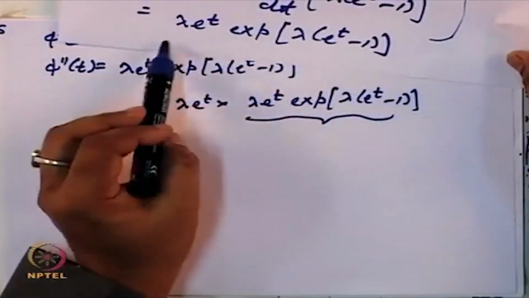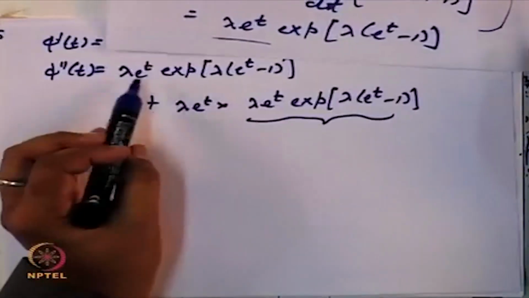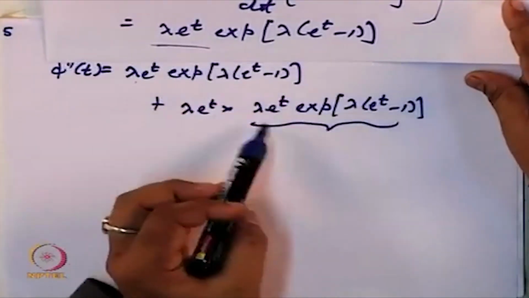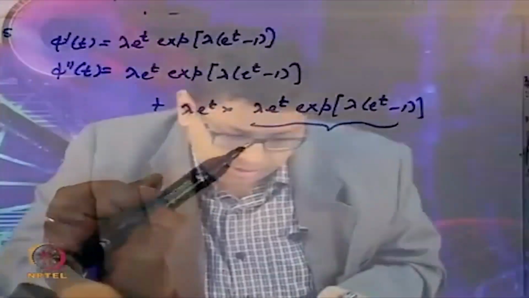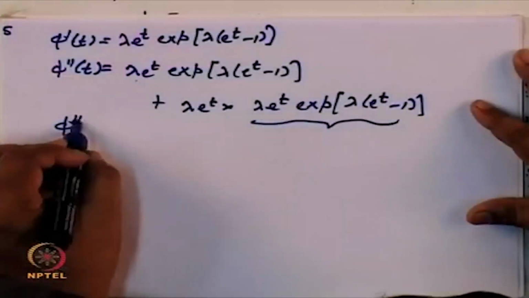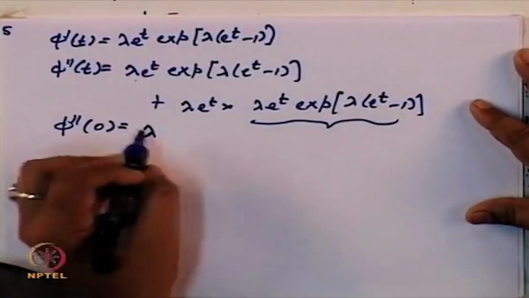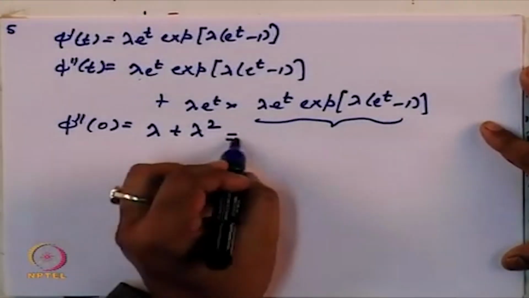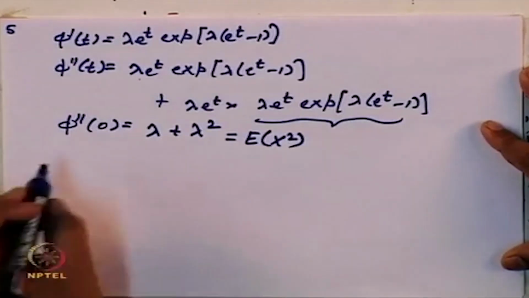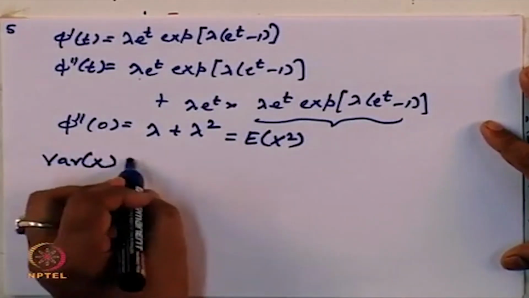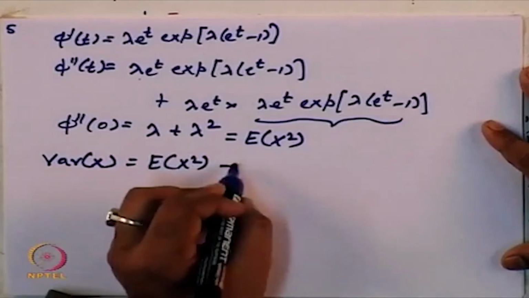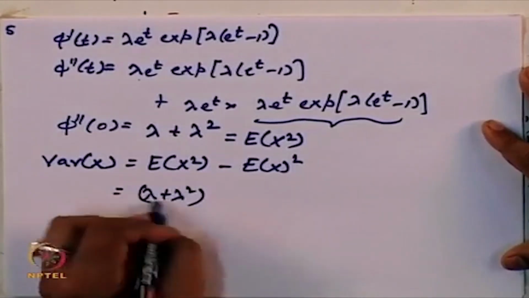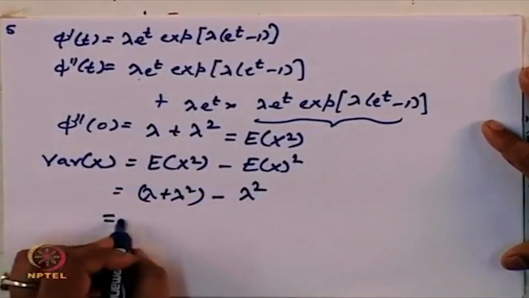Okay. So, the first part remains as is, that is why we have lambda e to the power t into this, and then lambda e to the power t, and the derivative of this component will give you this result. So, phi double prime of 0 then becomes lambda plus lambda square. So, this is nothing but E of x square. Variance of x we know is expectation of x square minus E of x whole square. So, this becomes lambda plus lambda square minus lambda square is equal to lambda.